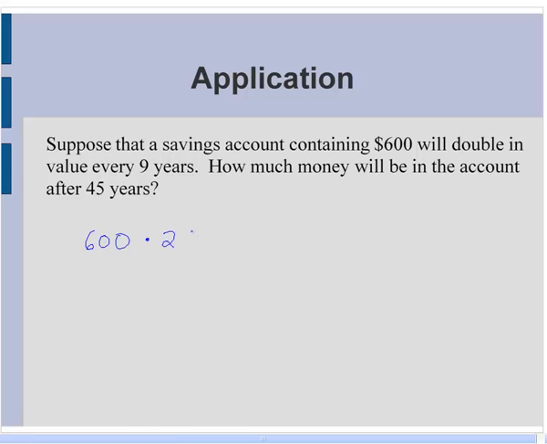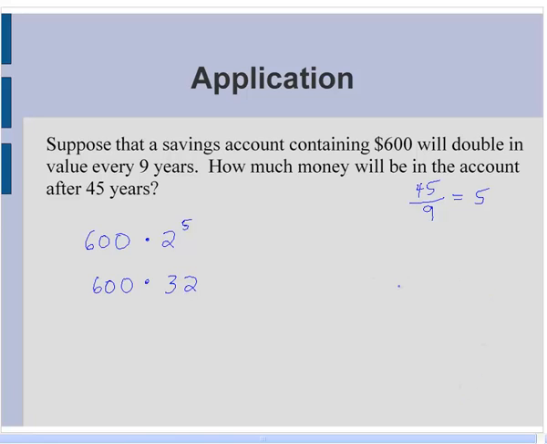But how many 2's? Well, in a sense, there's going to be 5 cycles here. 45 years, and it's going to double every 9 years. 45 over 9 gives 5 doublings. So this is 600 being multiplied by 2 to the 5th power. And so we have 600 times 2 to the 5th, which is 32. And 600 multiplied by 32.